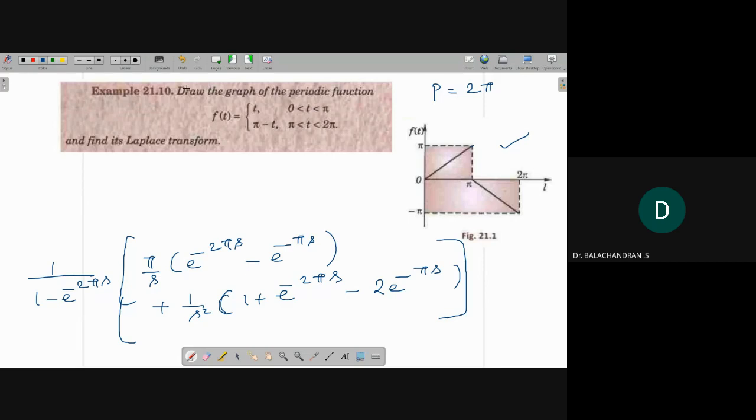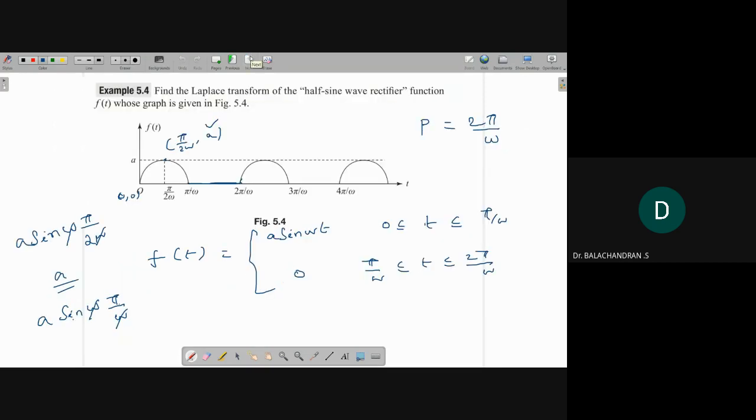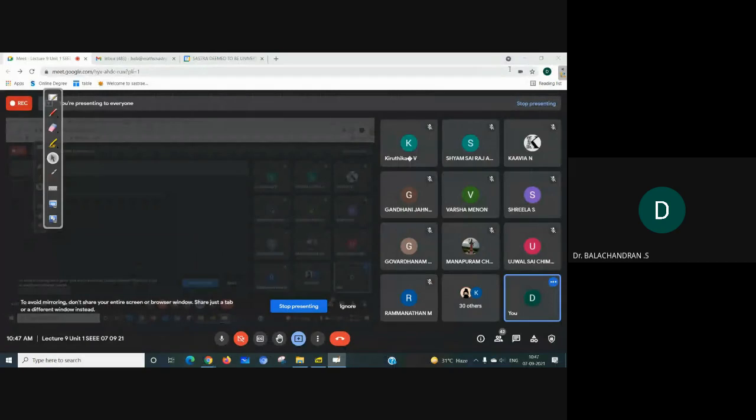You can verify, and for this problem also I'll give the answer, but I will do it in the next class. Omega A by S square plus omega square into 1 minus e power minus S pi by omega. Okay, so I'll stop here. If you have any doubts, you can ask me.